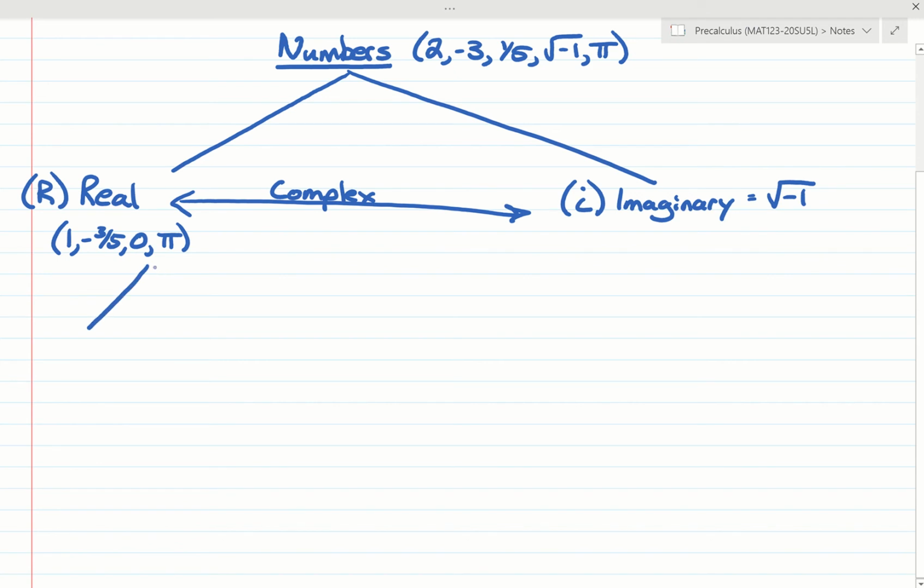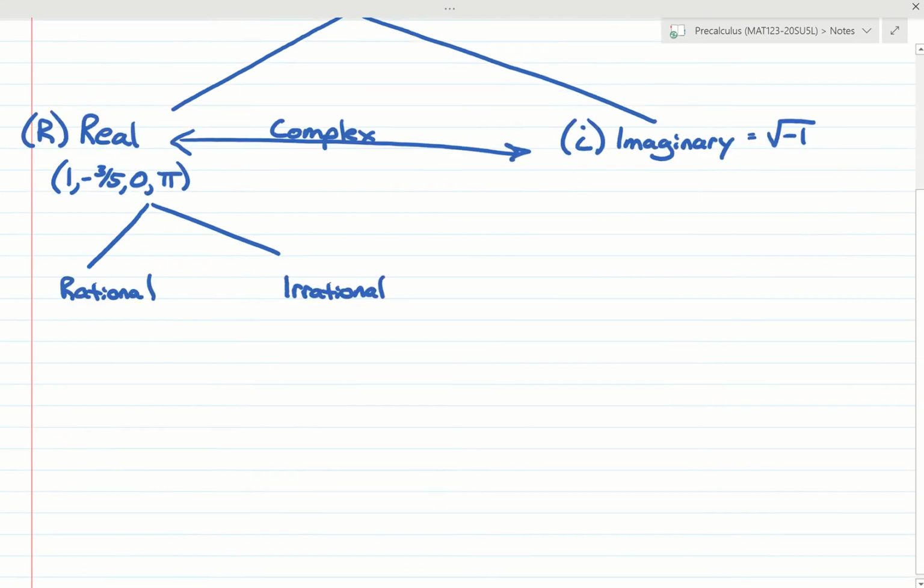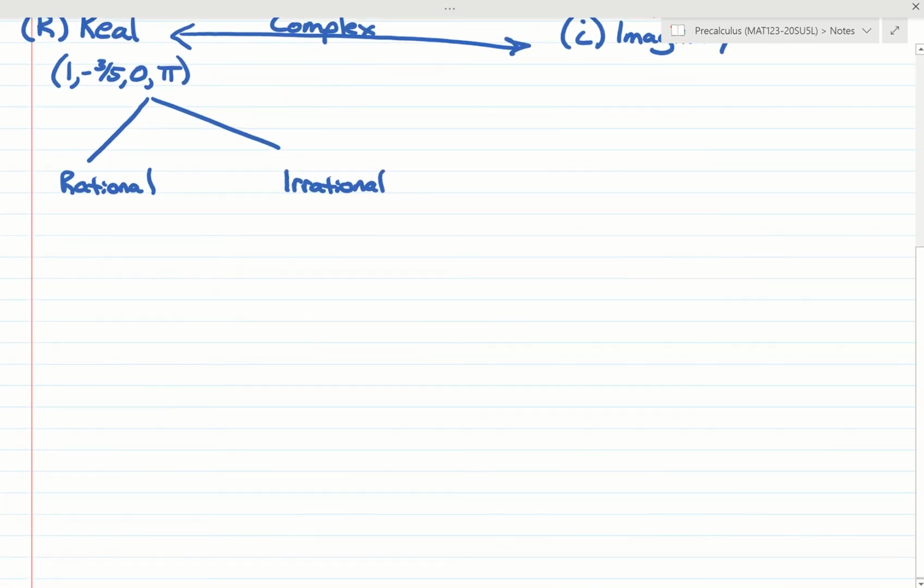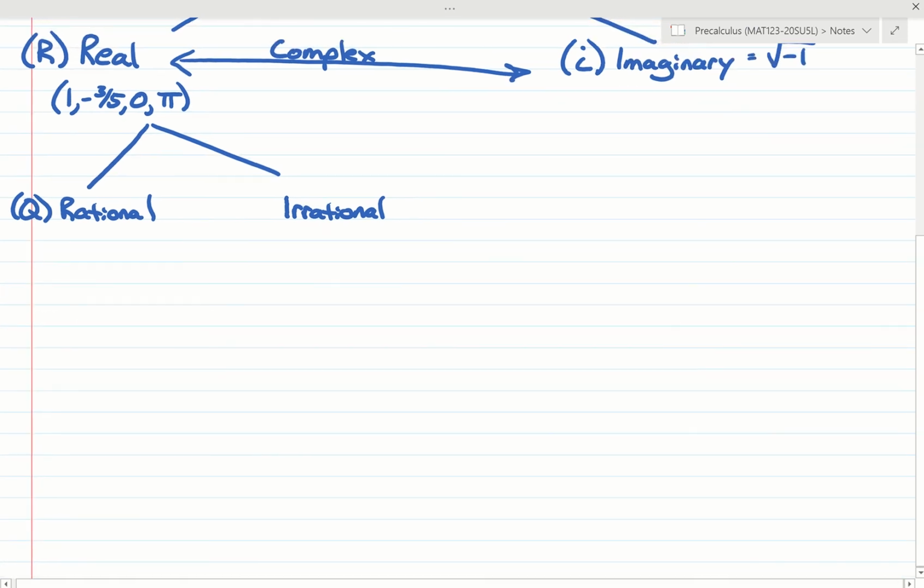Real numbers could be broken down into what are called rational numbers and irrational numbers. Now, when we have a rational number, we use Q to represent those because R is already taken with the real numbers. And for irrational numbers, some books don't use any letter, but I have seen capital I used. So the difference between a rational number and an irrational number.